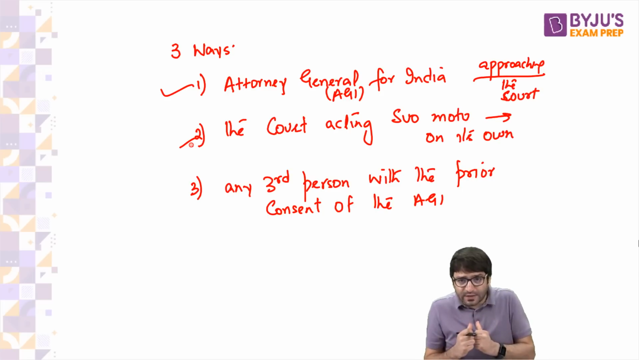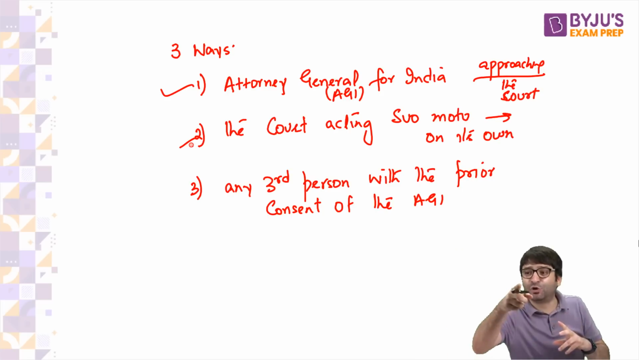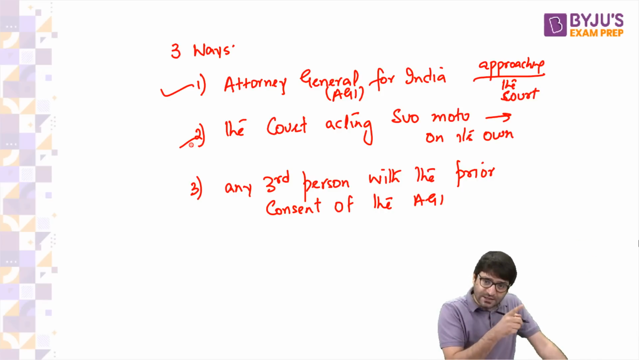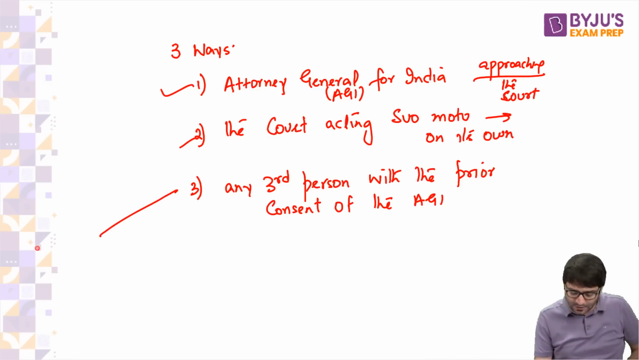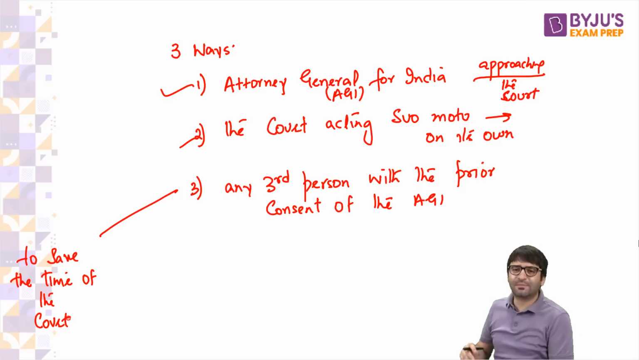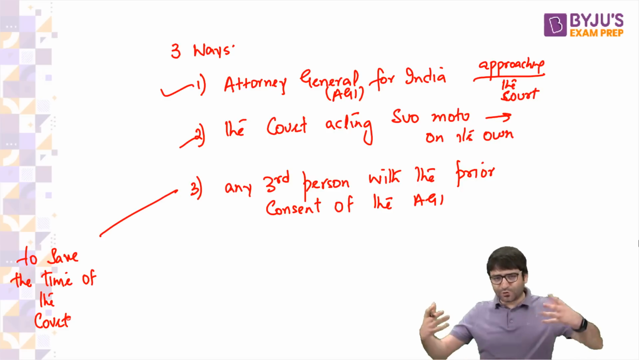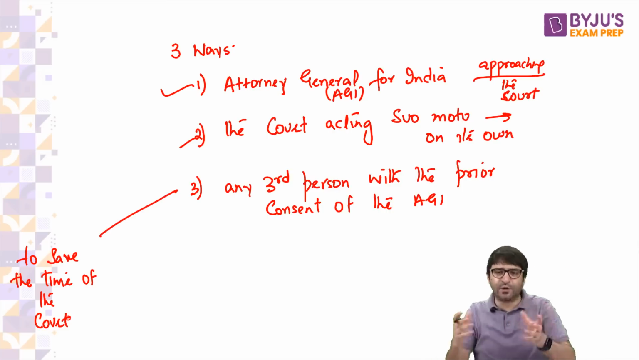If not the court itself, if not the Attorney General for India himself, then any third person, you, her, she, anybody can approach the court. But you have to first take the consent of the Attorney General for India. Why? Because this is to save the time of the court. If, for example, every random case goes to the court, contempt of court, the court will be overwhelmed with number of petitions, and we may not know whether these petitions are genuine or not.